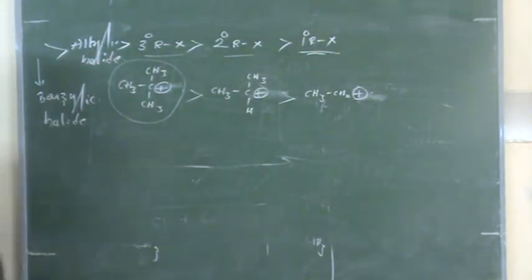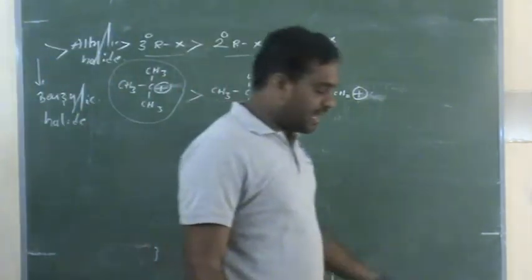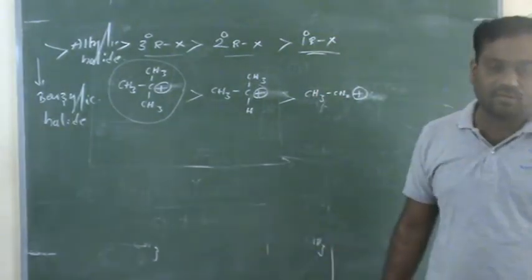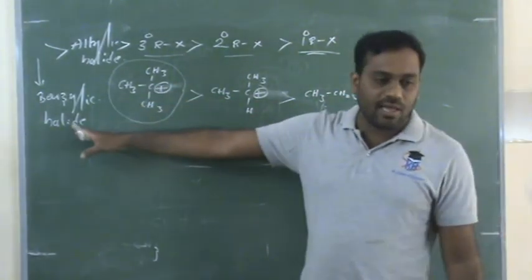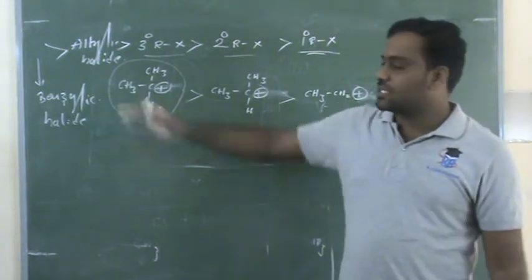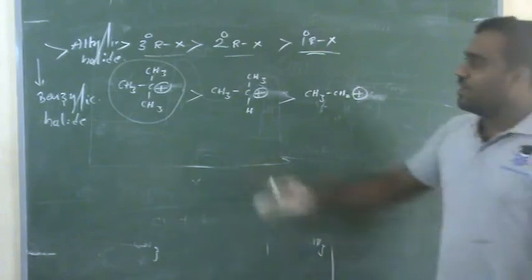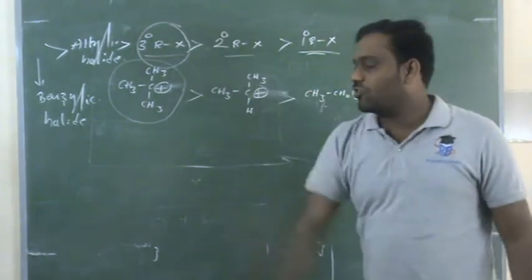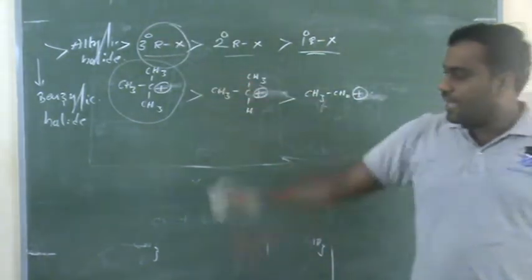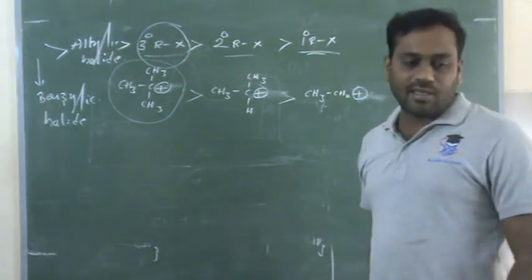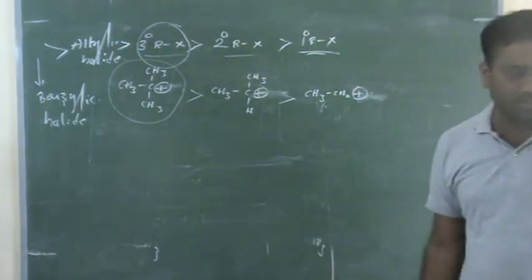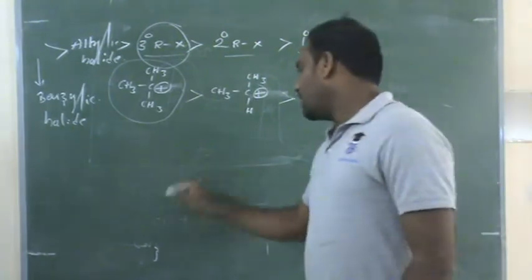Among all these alkyl halides, which alkyl halide is more reactive? If they ask, the benzylic alkyl halide is more reactive. Next is the allylic alkyl halide. Next tertiary, secondary and primary. Why? When compared to tertiary alkyl halide, why are allylic alkyl halide and benzylic alkyl halide more reactive? They ask. Okay, what is the meaning of allylic alkyl halide?